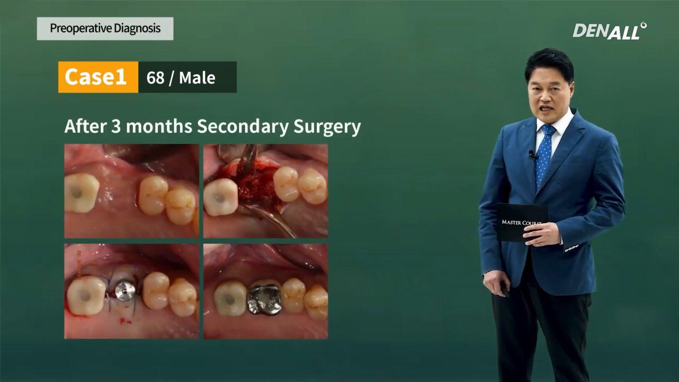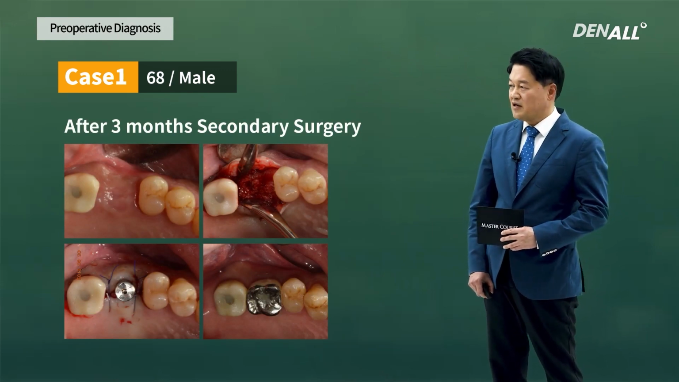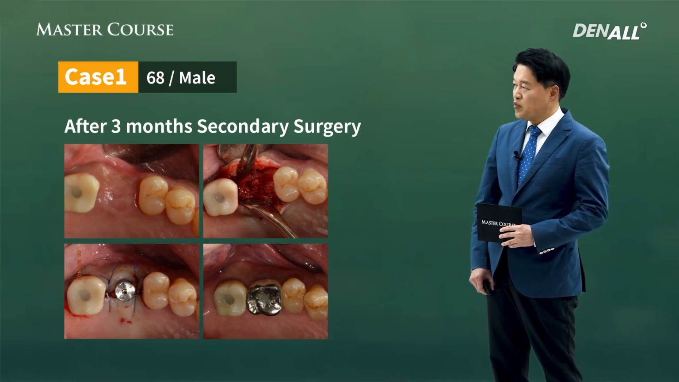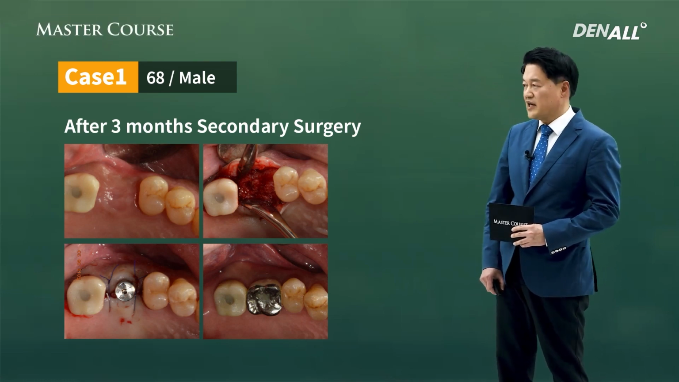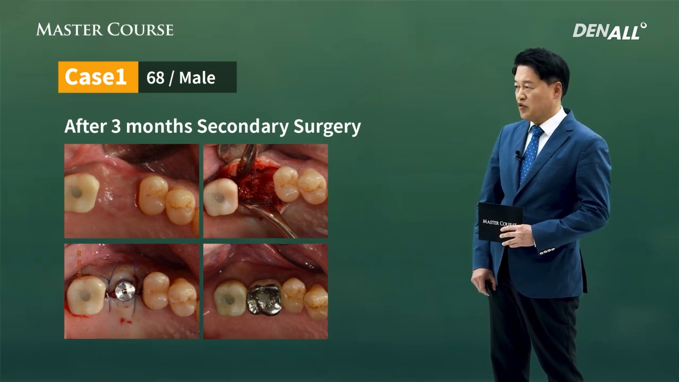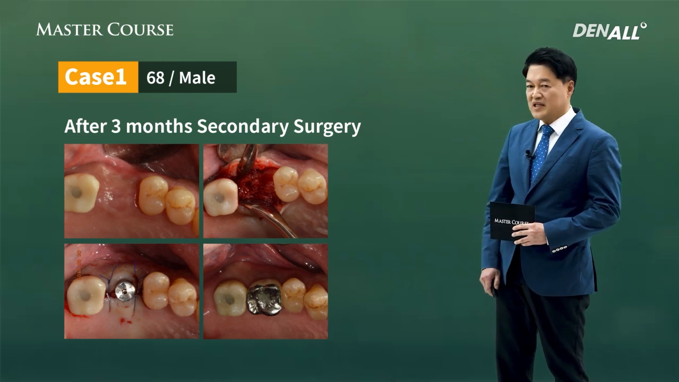After 3 months, the secondary surgery was done. This is the image. Primary closure is nicely done. If you look over here, the bone graft has healed nicely. The healing abutment is connected, and secondary surgery was done. And after that, the prosthesis was delivered.